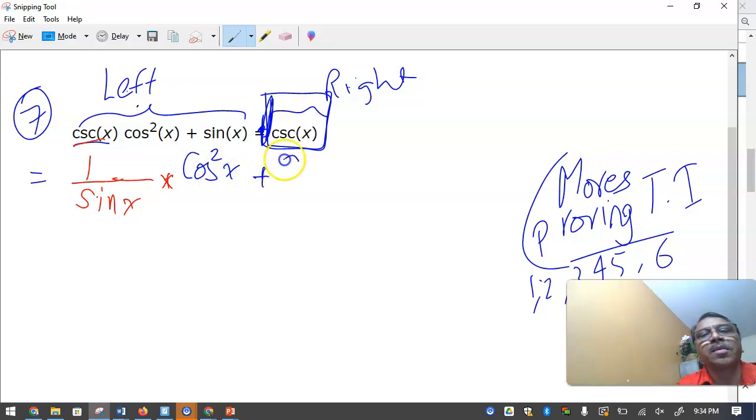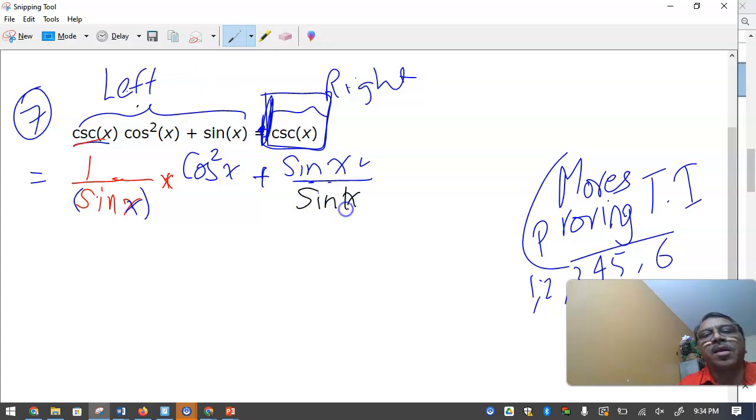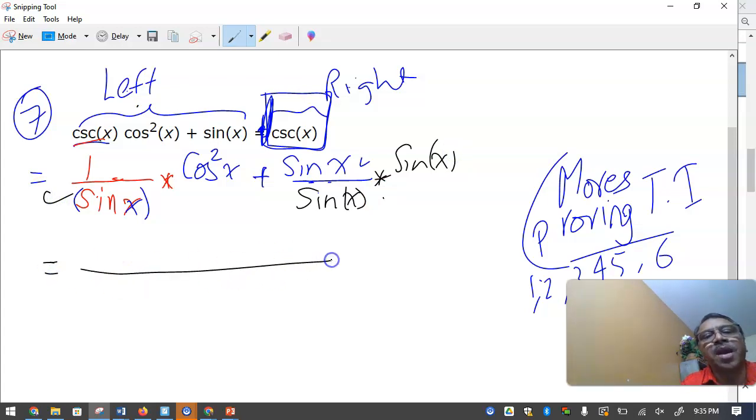Plus sine x. Now, in order to simplify this, you see this sine x right here, and there's a sine x at the bottom too. There's a 1 at the bottom here, so what you do is multiply the sine x right here, and also multiply by sine x, so that we both have the common denominator. The least common denominator for both is sine x, so put a sine x at the bottom.